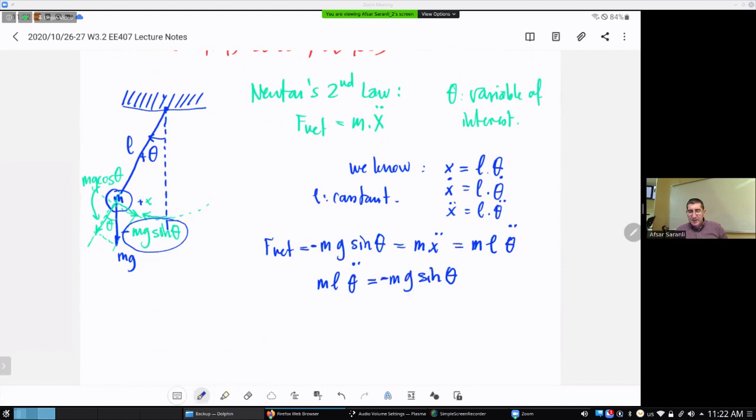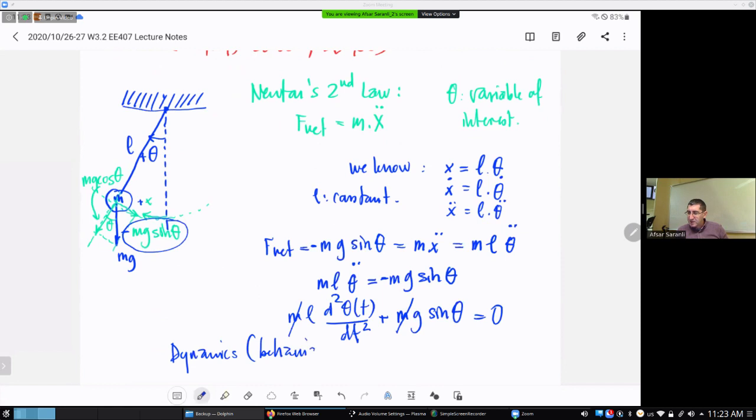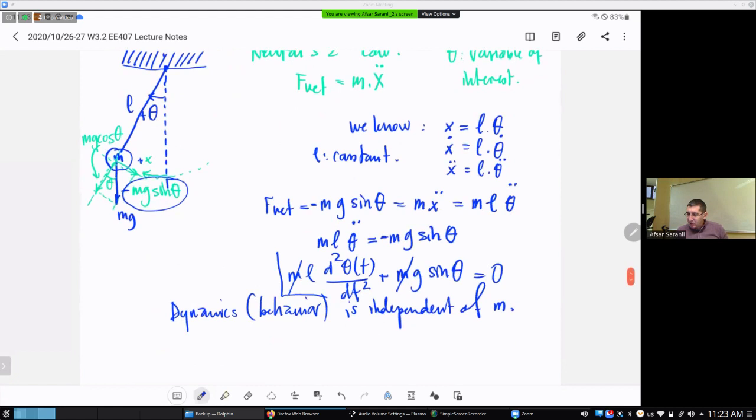If you want to write this as a differential equation directly, what you have is m times L times the second order derivative of theta of t with respect to t, plus mg sine theta is equal to 0. And you see that I can cancel out the masses, so the dynamics of this system, that means the behavior of this nonlinear system, is independent of m. So this is my differential equation representation of this nonlinear system.